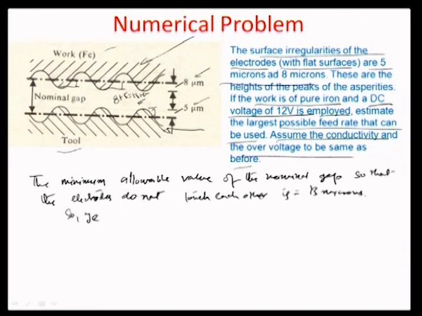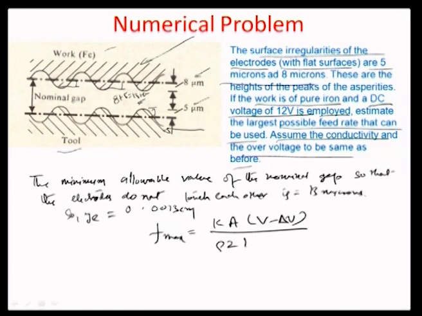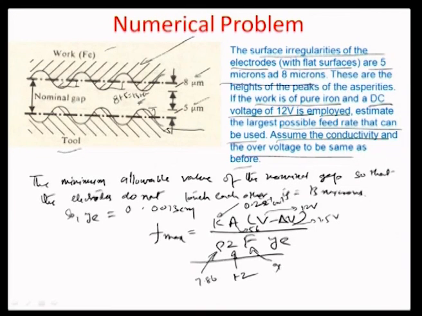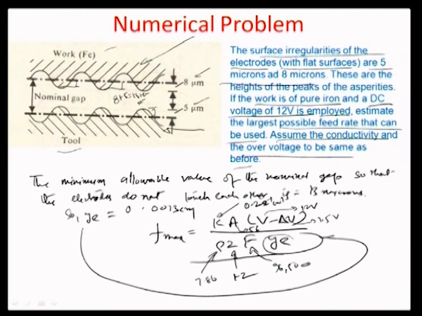So typically the YE value in terms of centimeters is 0.0013 centimeters. The corresponding feed rate F is again given by the equation Ka times V minus delta V divided by rho Z Faraday constant times the equilibrium gap. Okay. And we know pretty much everything. We know what is the conductivity, we can assume it to be the same as the previous question, 0.2 ohm inverse centimeter inverse. This is known as 56 grams, this is about 12 volts, over voltage employed can be treated to be the same, that is 1.5 volts. And then of course you have the density of iron as 7.86 grams, Z is 2, F is 96,500, and YE here is defined by this process as 0.0013 centimeter.